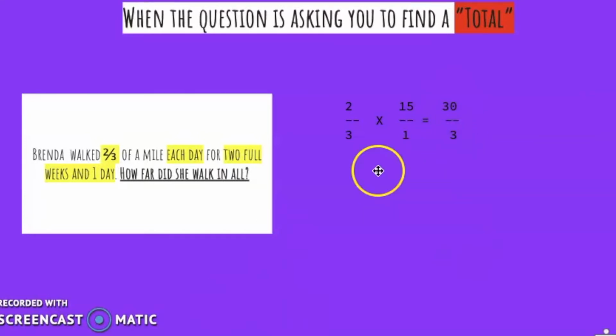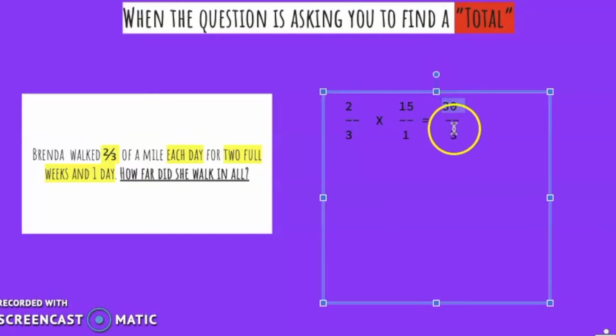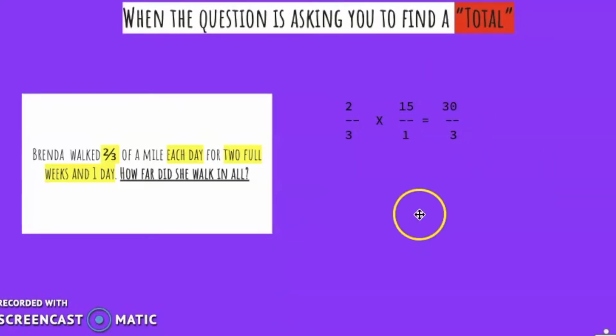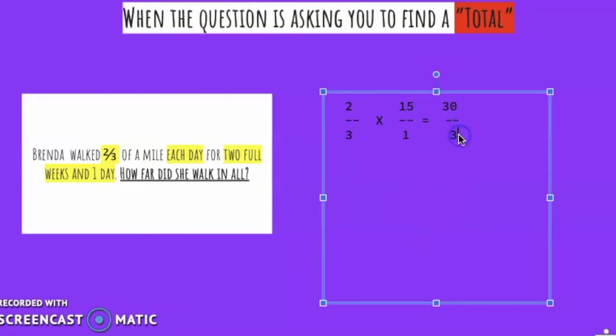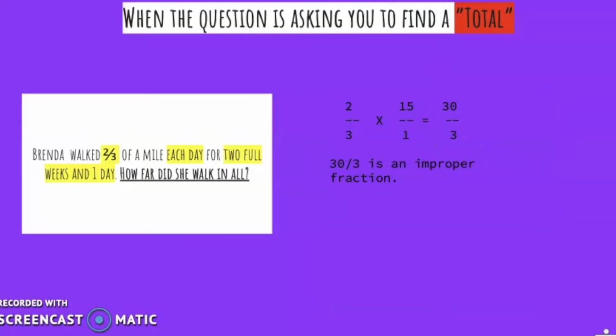But there's something going on in this fraction right here. This fraction is called an improper fraction because my numerator is greater than my denominator. So anytime that your numerator is greater than your denominator, you have an improper fraction. So I know that 30 over 3 is an improper fraction. So in order to turn this improper fraction into a mixed number or simplify it, I need to divide.